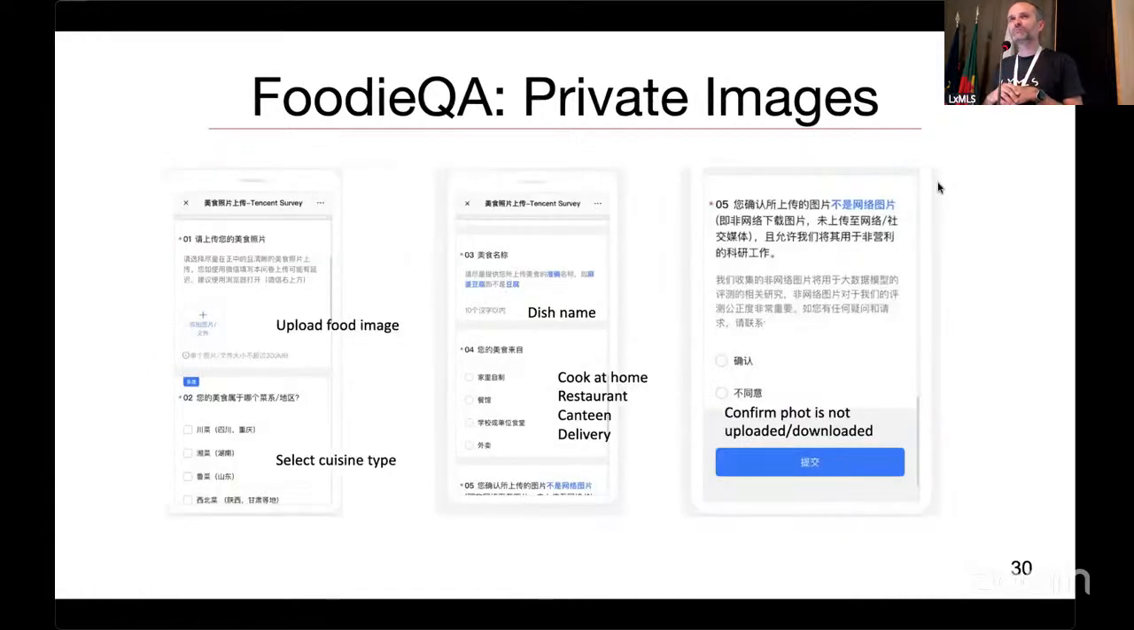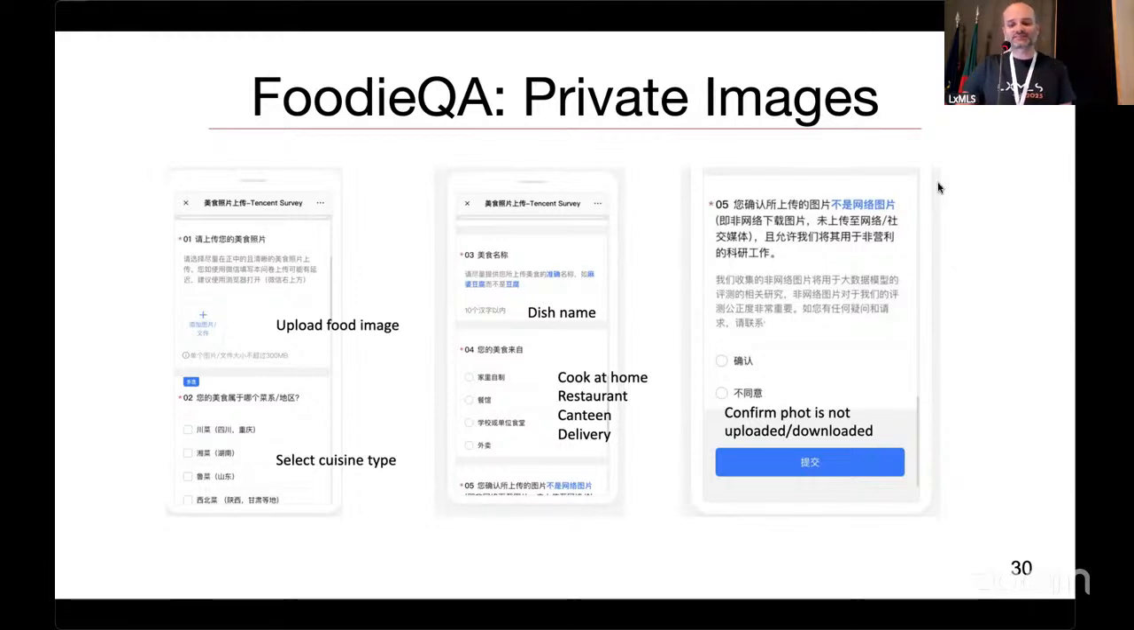In terms of private images, in Foodie QA, we asked people to upload images of Chinese food through a survey published on Tencent. And we asked them to upload the image, to select the type of cuisine, to tell us the dish name in their opinion, whether this dish was cooked at home, eaten in a restaurant, eaten in a canteen, or delivered, and to confirm that the photo had not been uploaded to any social media platforms.